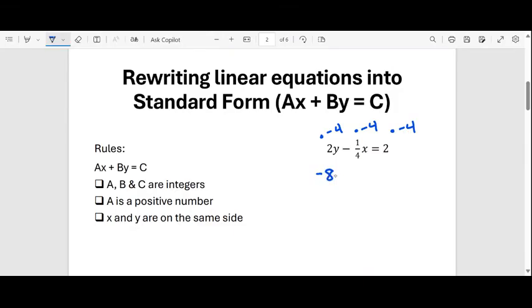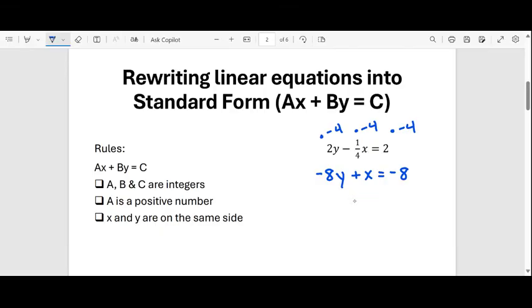Here I'll get negative 8y. The negative 4 cancels with the negative and the 4. So I'm left with just a positive x. And then this would be negative 8. This isn't quite in the right order. I want it to say ax plus by equals c. Everything is already here on the left side of the equation I need. I just need to make sure it's in the right order.